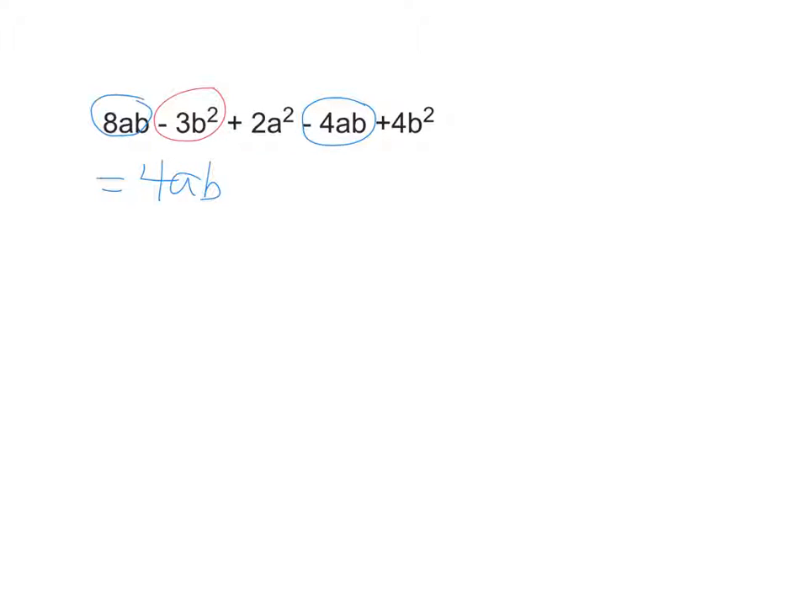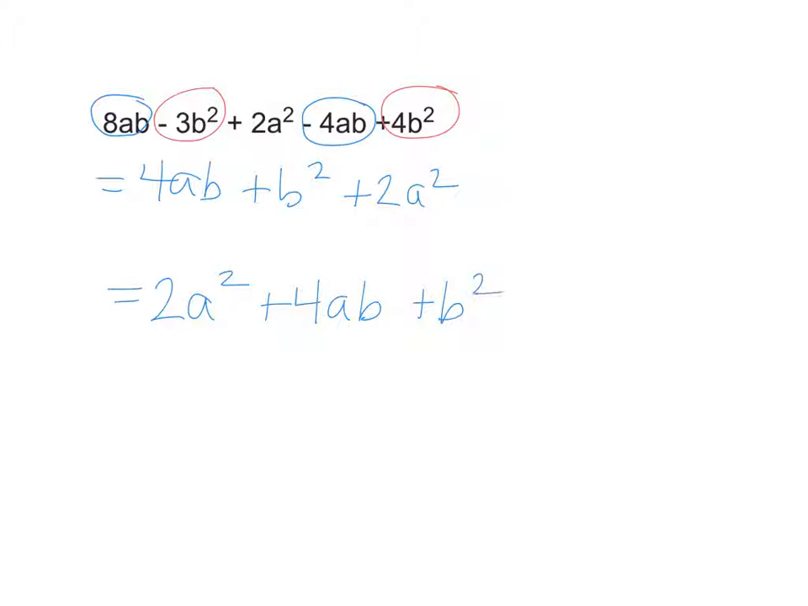Negative 3b squared and 4b squared. How many b squareds is that? 1. But I'm not going to write plus 1b squared. I'm just going to write plus b squared. When the coefficient's a 1, we don't usually show it. And then I have plus 2a squared. And if I want to put this in the proper order, it would actually be 2a squared plus 4ab plus b squared.